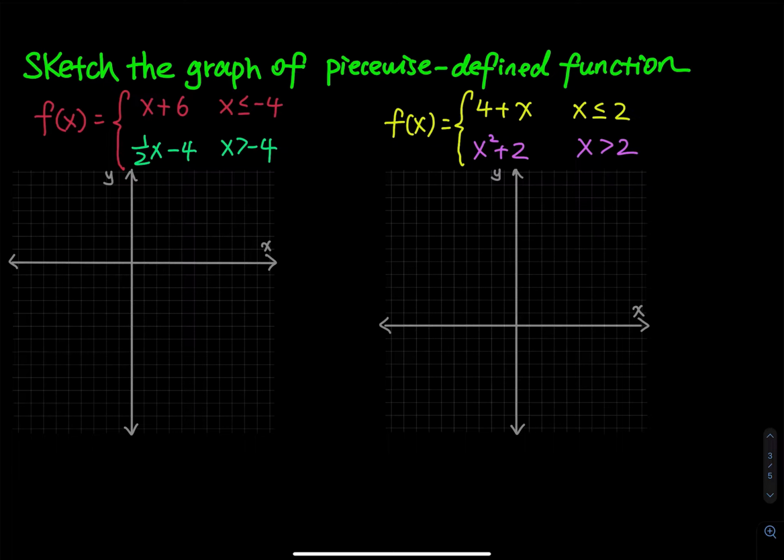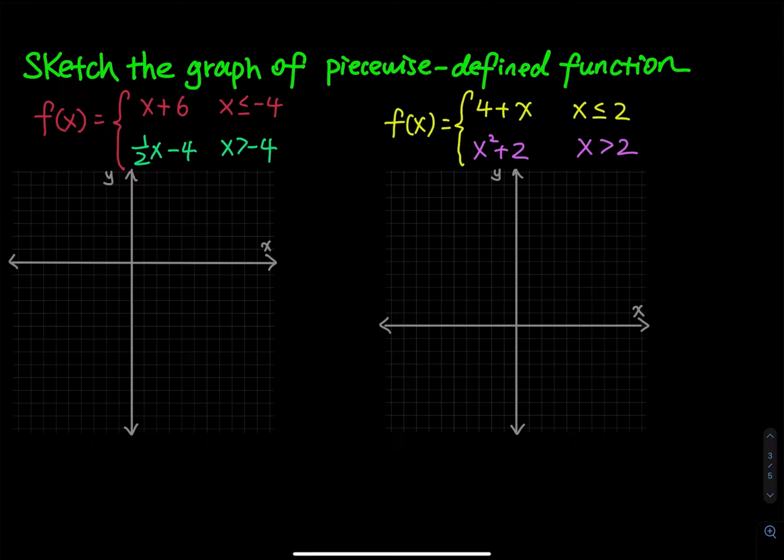Sketch the graph of a piecewise defined function. Most of the time I would just call this a piecewise function. So what is a piecewise function? For example, the first function f of x equals two pieces. The first piece is x plus 6. The domain of x plus 6 is x less than or equal to negative 4. What that means is x plus 6, the linear function, lives in x less than or equal to negative 4. The other piece is also a linear function, 1/2 x minus 4, with x greater than or equal to 4.